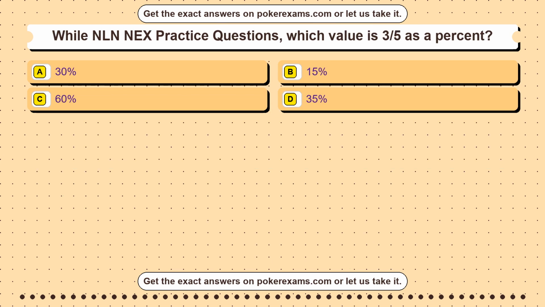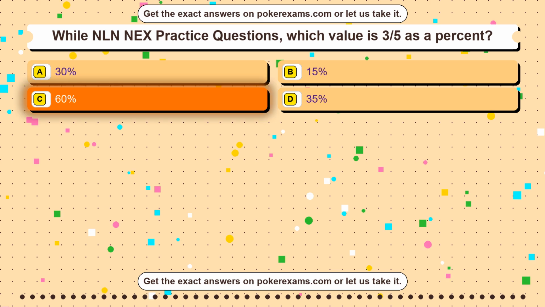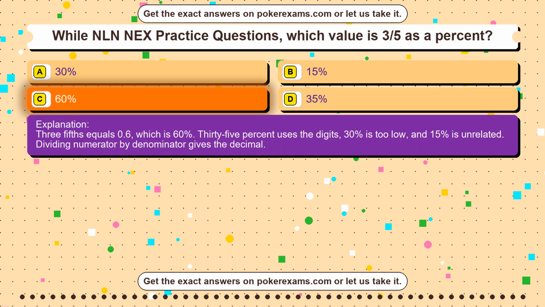Question 7. While GED physical science practice, which value is the perimeter of a square with side 6? Option A, 24. Option B, 36. Option C, 12. Option D, 18. The correct answer is option C. A square has 4 equal sides, so the perimeter is 4 times 6 equals 24. 12 uses only 2 sides, 18 uses 3 sides, and 36 is the area. Perimeter measures distance around a shape.